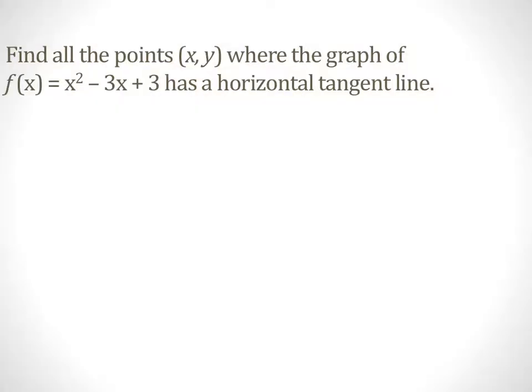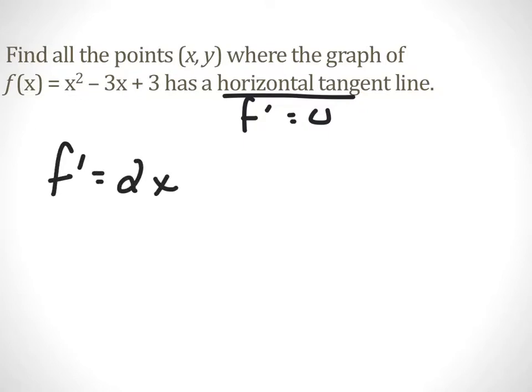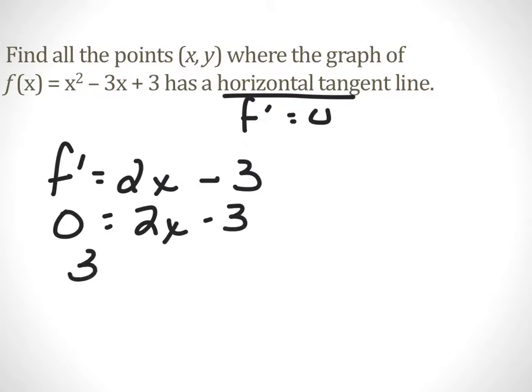So for this first one, it's find all the points where the graph has a horizontal tangent line. So what that says to you is that we need f prime to be equal to 0. So let's find the first derivative. Derivative of x squared is 2x, of negative 3x is negative 3, of 3 is 0. And so we're going to set this guy equal to 0: 2x minus 3. Add 3 to both sides. Divide by 2.